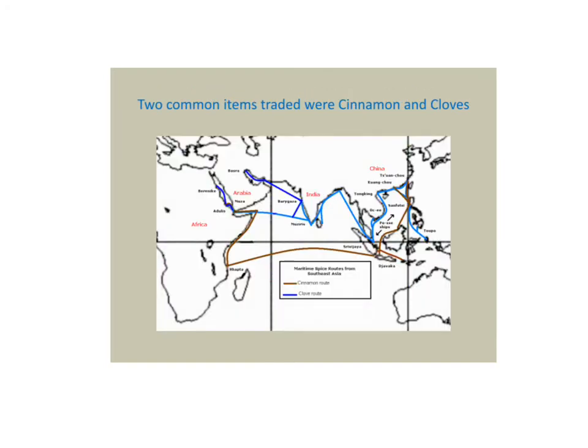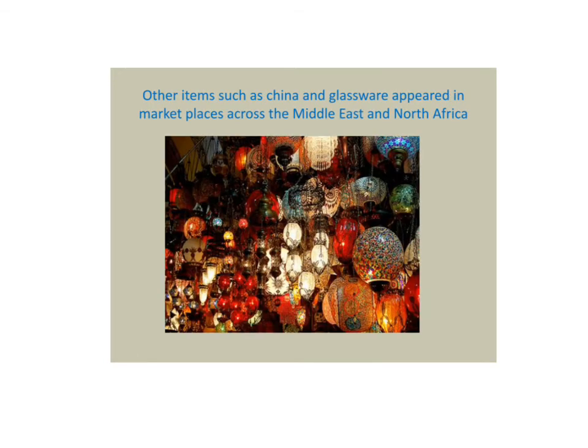In fact, two of the most common spices that you would have seen were cinnamon and cloves. So the cinnamon would have been from more Southeast Africa all the way across the Indian Ocean to Indonesia, whereas cloves would have had several stops along the way. It wouldn't have crossed the entire Indian Ocean at once.